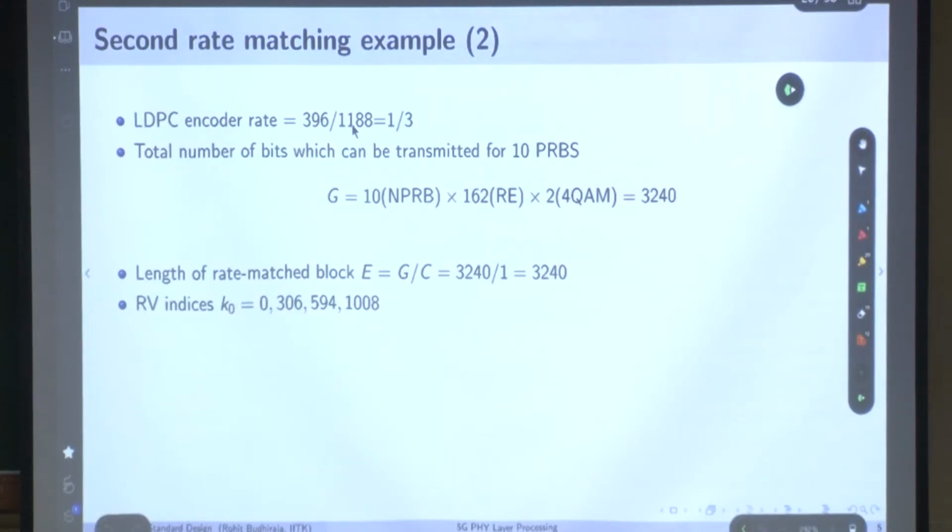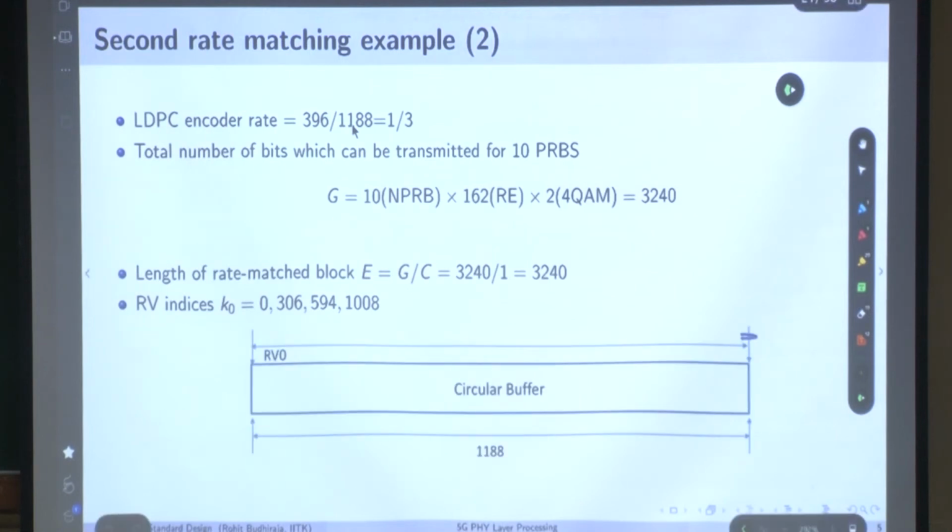So that's where the circular buffer will kick in. But before that, we have to calculate those RV indices also for the hybrid ARQ. This K0 comes from the formula which I gave you in the last class. The same formula doesn't change, and you'll get these 4 RV indices, because rate matching implements the hybrid ARQ also. So what will be the length of the circular buffer? The length of the circular buffer will be N. How much is that N? N is 1188, correct?